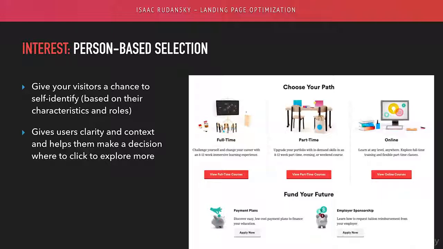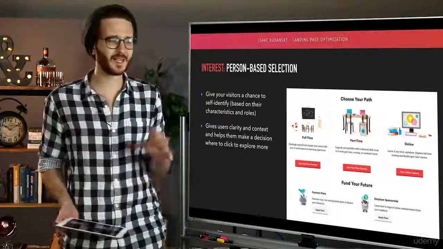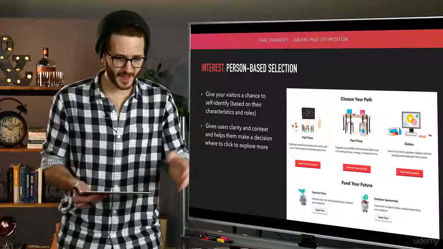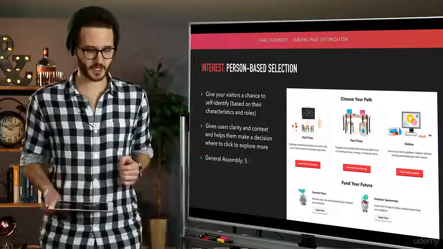So it's oftentimes a very quick and very clear way to tell a user, oh, this is where I want to go on your website. This is the type of product I want to look into. This is the service that I want to continue to explore. Okay, that's another advantage of the person-based selection system.